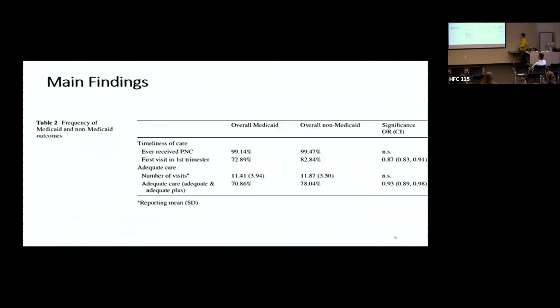So these are the main findings. As we expected, first of all, these are our outcomes, and we're comparing the Medicaid to the non-Medicaid population. Starting with ever received prenatal care, almost everybody has a probability of receiving prenatal care during the pregnancy period. For prenatal care during the first trimester, the rate is also much higher for the non-Medicaid population. It is about 73% for the Medicaid population and 83% for the non-Medicaid population. So these results are pretty consistent with what the literature has been reporting.